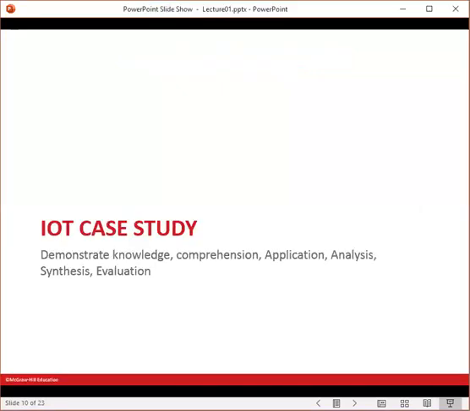Okay, let's look at the first case study. It's on page 3 of your textbook, and it's the IoT case study. So go ahead, spend 15 minutes to read that case study, and then we'll go over a series of questions, and I'll provide answers to those questions. So go ahead, let's start now. Spend about 15 minutes to read that case study. Welcome back.